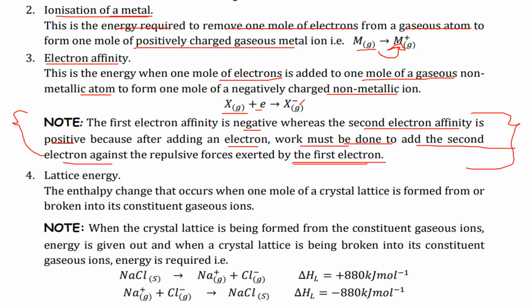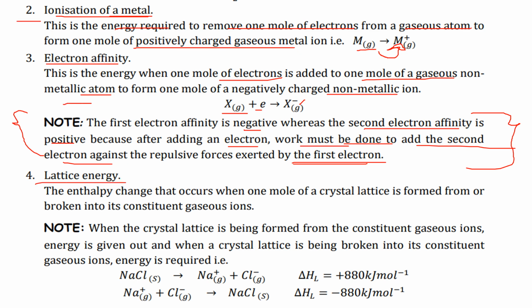So that's why the first electron affinity is negative: simply because an electron is being added to a neutral atom. But for the second electron affinity, an electron is being added to an already negatively charged ion. So the second electron being added is going to experience more repulsion than attraction from the nucleus. Therefore, we must put in some work, or absorb some energy, to add an electron to such a negatively charged gaseous ion. With that, we shall conclude electron affinity together with ionization energy.